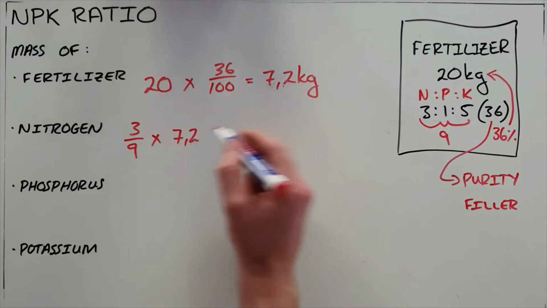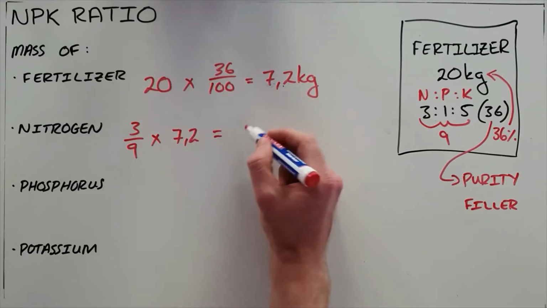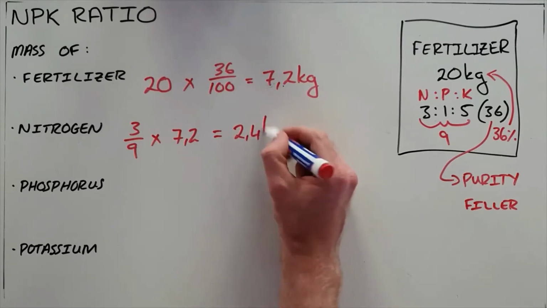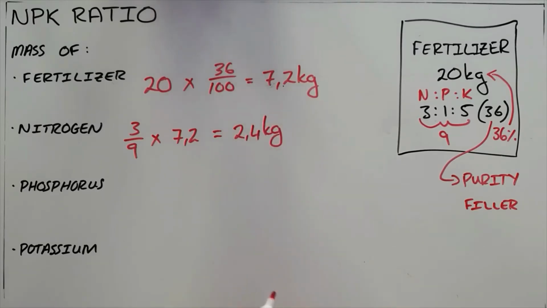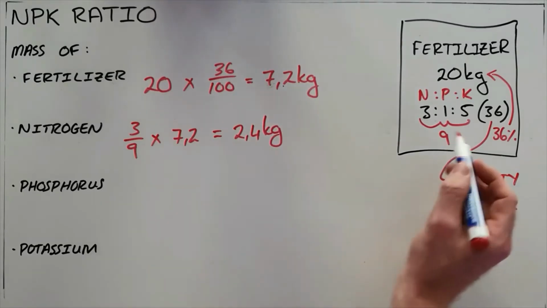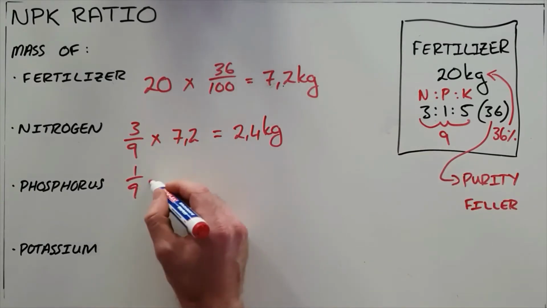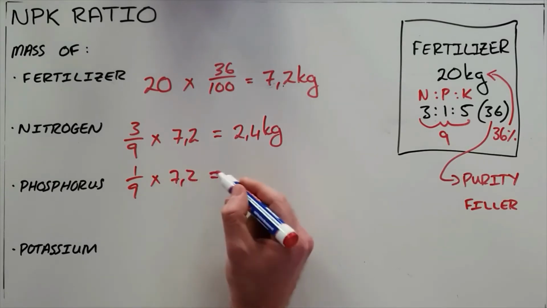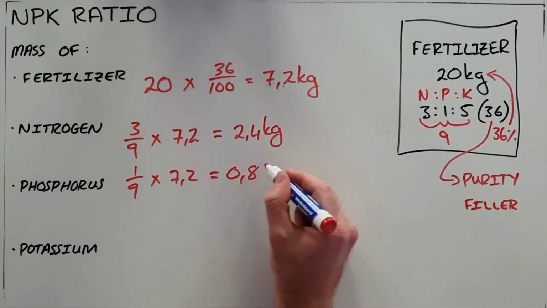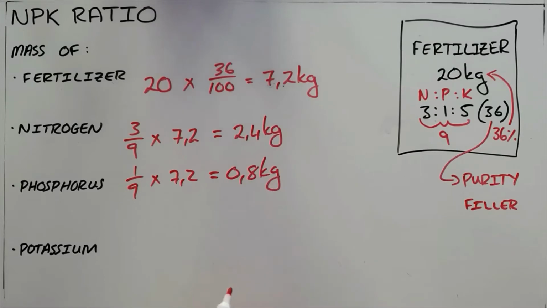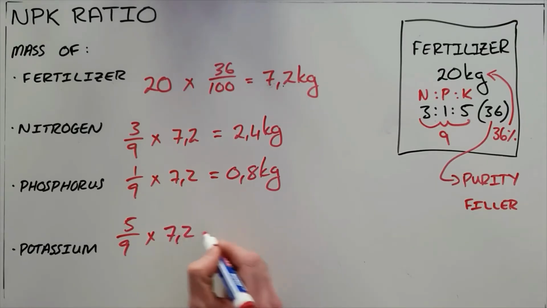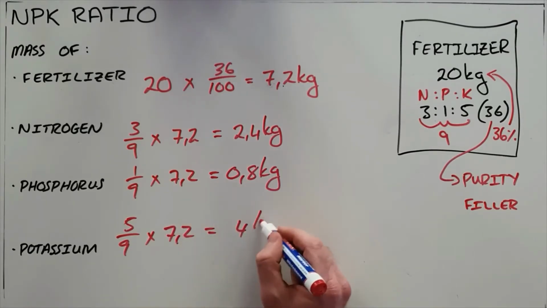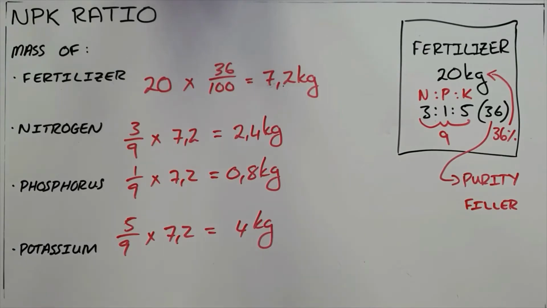Again, fertilizer is only 7.2 kilograms, and that tells us that in this bag we will find 2.4 kilograms of nitrogen. The same calculation can be made for phosphorus, where we see that 1 part in 9 is phosphorus, mass of fertilizer is 7.2, so 0.8 kilograms of fertilizer is phosphorus, and finally 5 of the 9 parts are potassium, which means that in this bag we will find 4 kilograms of potassium.